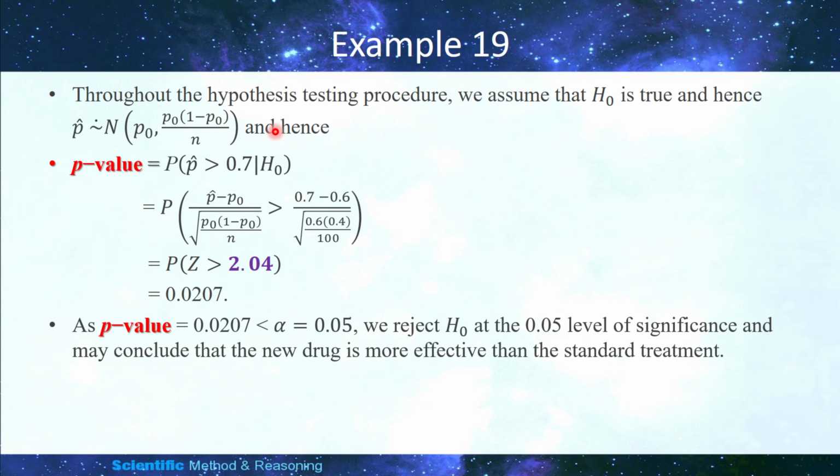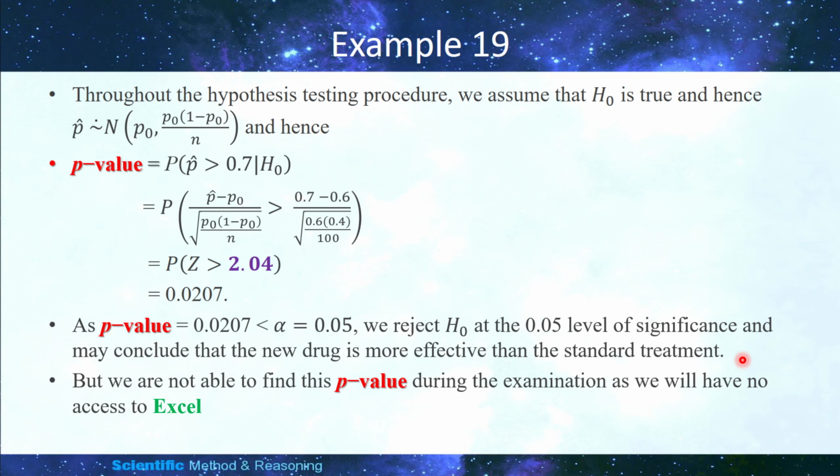Okay, but however, according to our previous introduction, with such a small p-value, if alpha is set at 0.05 and the p-value is 0.0207, the p-value is less than the pre-specified level of significance 0.05, and therefore we will reject the null hypothesis at the 0.05 level of significance. By rejecting the null hypothesis, we may conclude that the new drug is more effective than the standard treatment at the 0.05 level of significance.